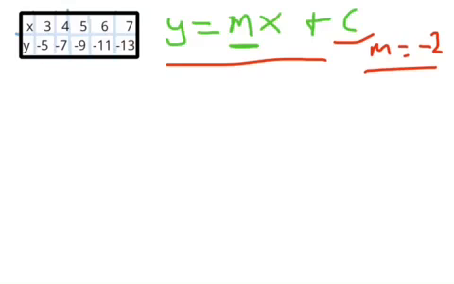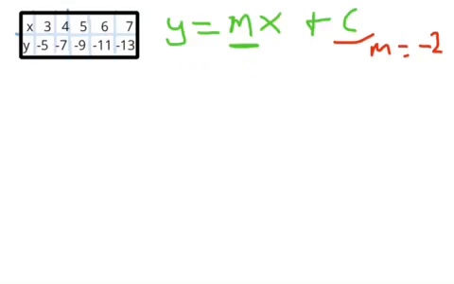So it's important that when we do this, we are taking the same pair. So for example, we would either take 3 and -5, 4 and -7, 5 and -9, 6 and -11, or 7 and -13. We can't take one from one and another coordinate from another box. So we couldn't take 3 and -7 because they're not in the same pairs. So let's take 3 and -5 and substitute it in, as well as our m value.